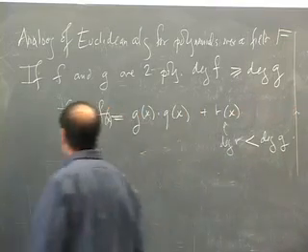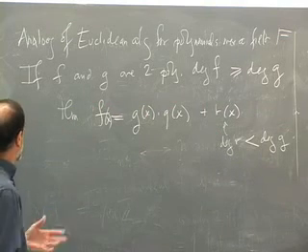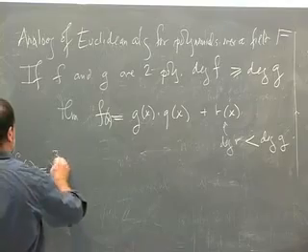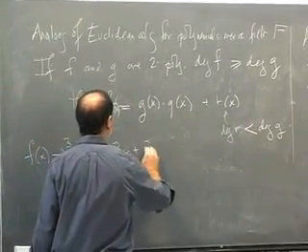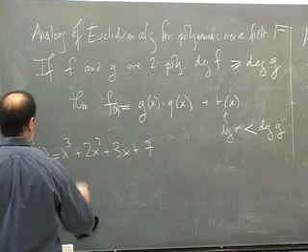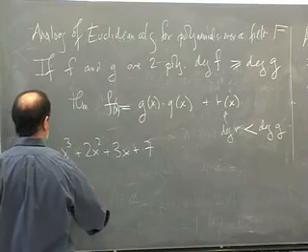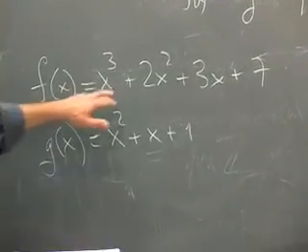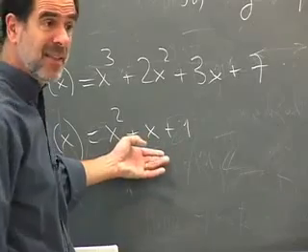So let's just try this so that we understand what is going on over the complex numbers. Suppose I started with f of x as something like x cubed plus 2x squared plus 3x plus 7, and suppose g of x is x squared plus x plus 1, just to give an example. I have to show that I can write this polynomial as a multiple of this plus something of degree less than this.